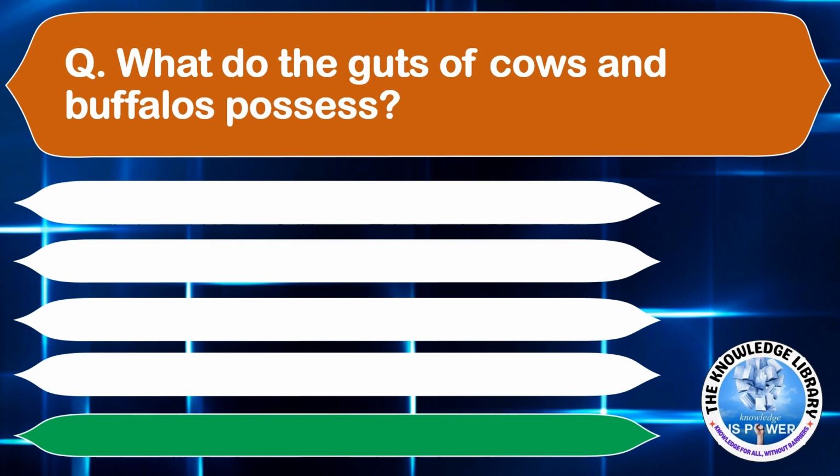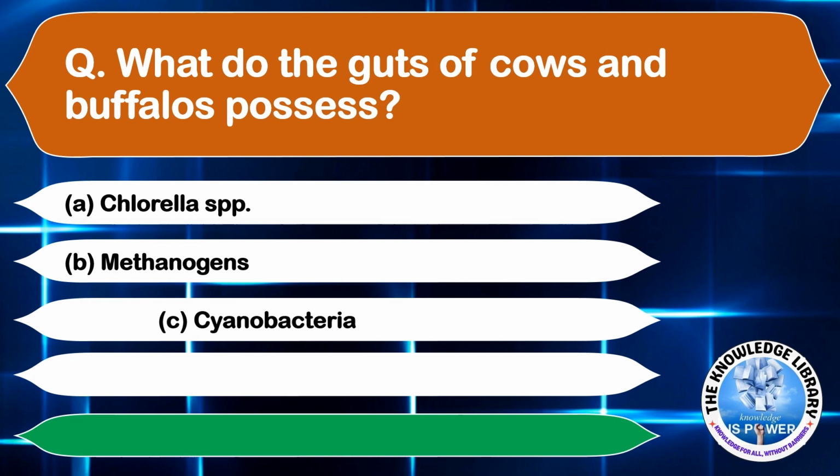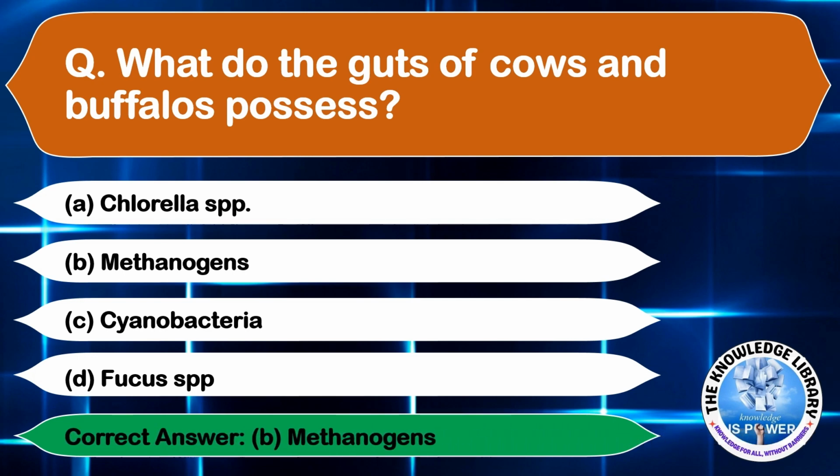What do the guts of the cow and buffalo possess? Option A, Chlorella. Option B, methanogens. Option C, cyanobacteria. And option D, Fucus. The correct answer is option B, methanogens.